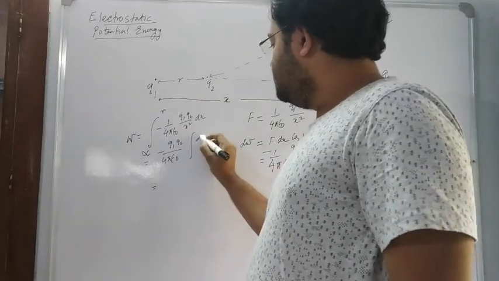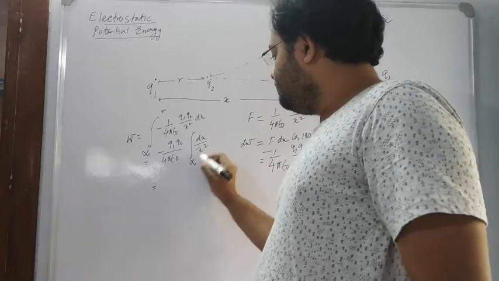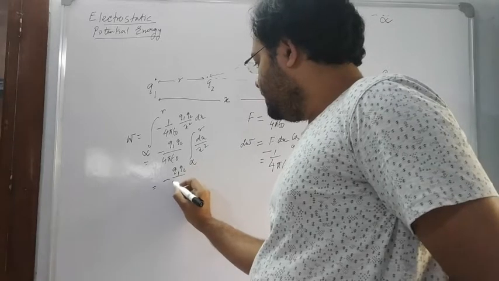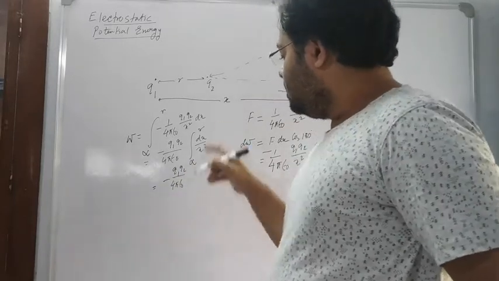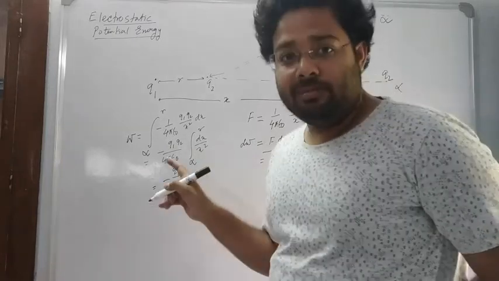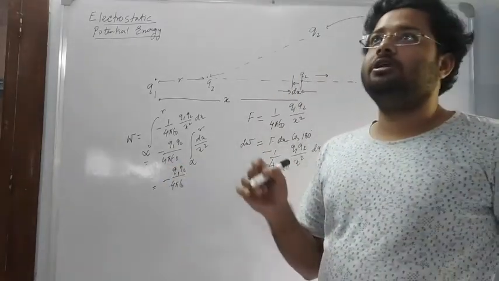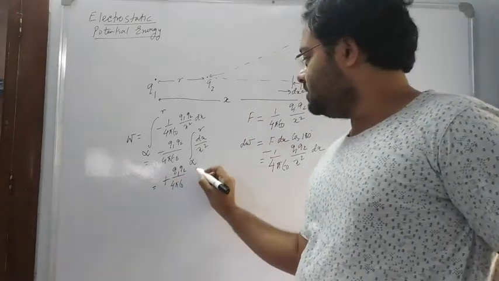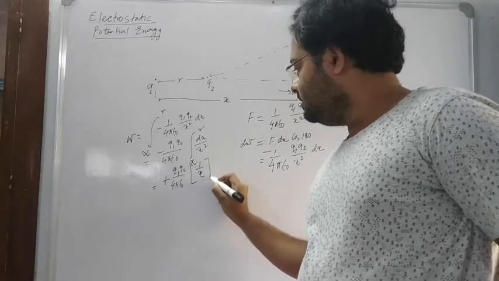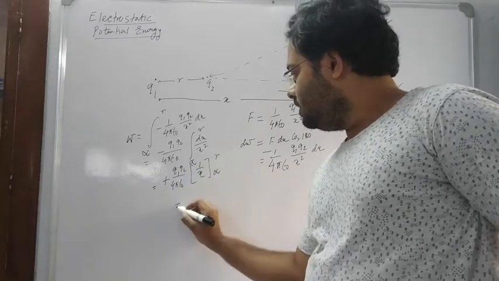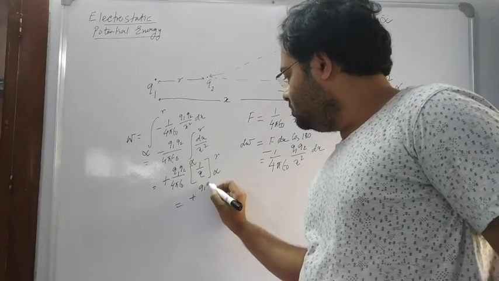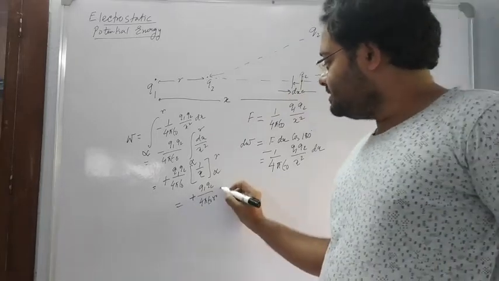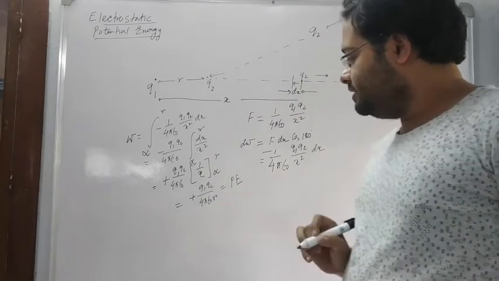So this is the integral of dx by x squared from infinity to r, times minus Q1 Q2 by 4 pi epsilon naught. What is the result? This is x to the power minus 2, so on integration, x to the power minus 2 plus 1 by minus 2 plus 1. So this is minus 1 by x, the minus gets outside. The limit is from infinity to r, and therefore this is plus Q1 Q2 by 4 pi epsilon naught r, and this is the electrostatic potential energy.